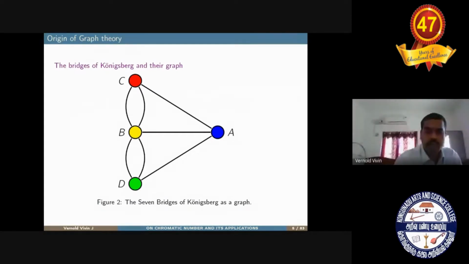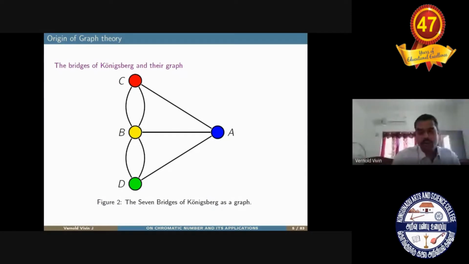Without crossing over to the bridges twice, we cannot make a single traverse. So this is what the solution is, or this is what the origin of graph theory is about. I think with this picture, I move on to the definition of a graph, a simple graph.